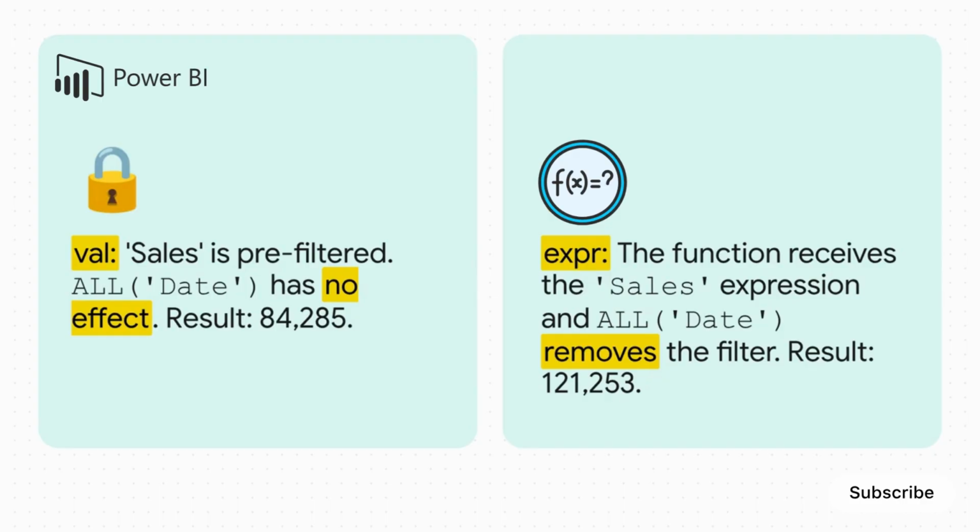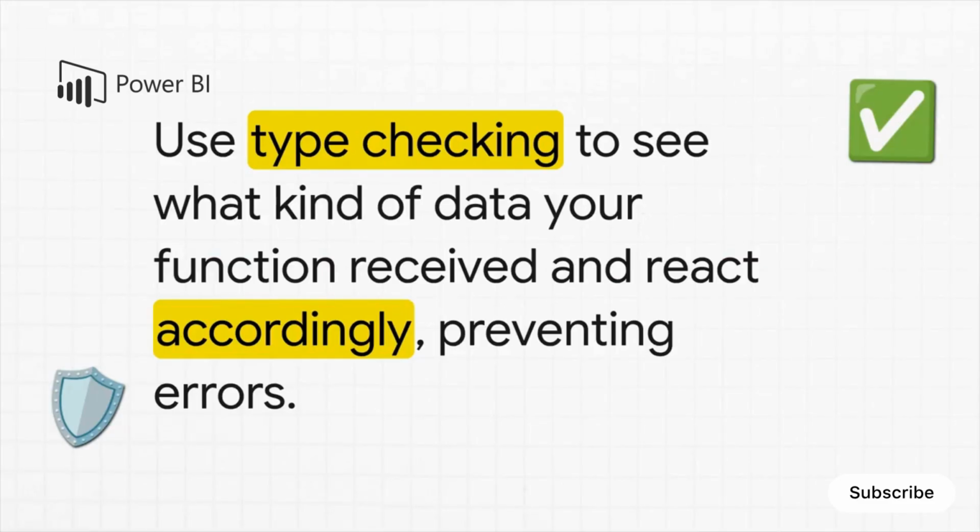Now look at the right side with expr, the lazy one. This time, we don't pass a filtered table. We pass the idea of the sales table, the unevaluated expression. Now the function is in charge. Inside the function, it says, okay, first I'm going to use ALL on the date to wipe out that external FY 2020 filter. Then I'll count the rows of the sales table. And what's the result? 121,253, the count for all sales across all time. See the power? With expr, your function controls the context. It's incredible. Okay, moving on.